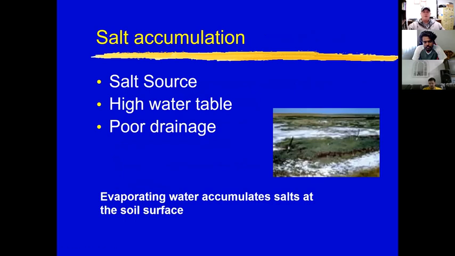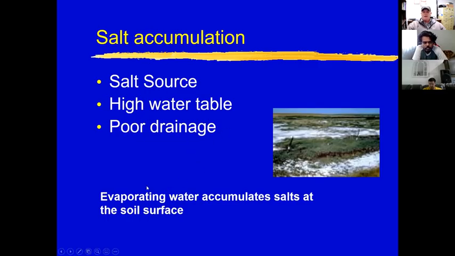So in order to have salt accumulation, number one, there has to be a source of salts. And that could be from parent material, it could be from fertilizers applied, it could be manure, any of those things. It also tends to happen where we have a high water table. The reason for that is if you have a high water table, you tend to have a lot of evaporation close to the surface. And when that happens, the salts get left behind. And also when we have poor drainage, we'll get an accumulation of salts.